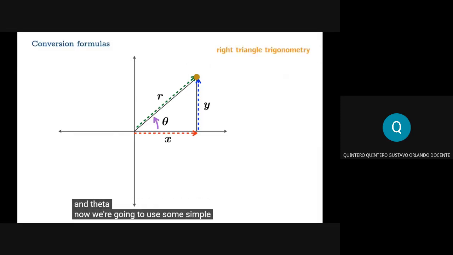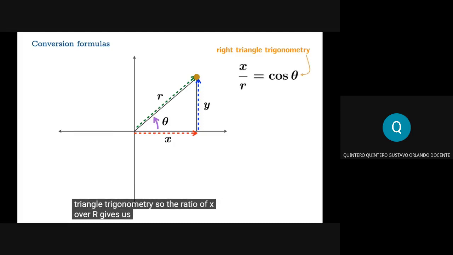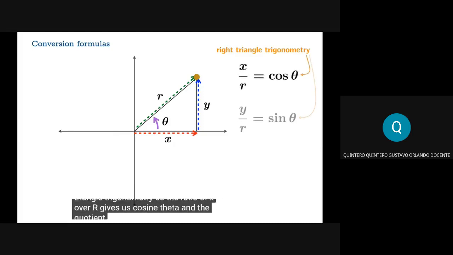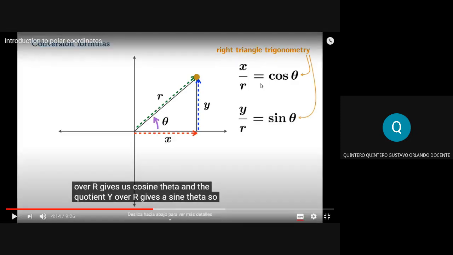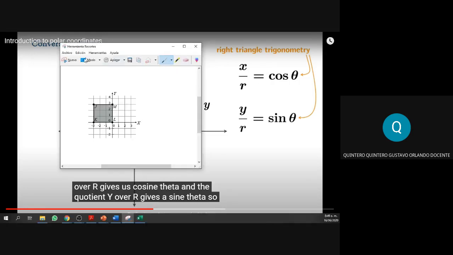Now we're going to use some simple right triangle trigonometry. The ratio x over r gives us cosine theta, and the quotient y over r gives us sine theta. We have seen this in the past. These are trigonometry ratios. Do you guys remember SOHCAHTOA? Well, that is exactly what we're doing here.